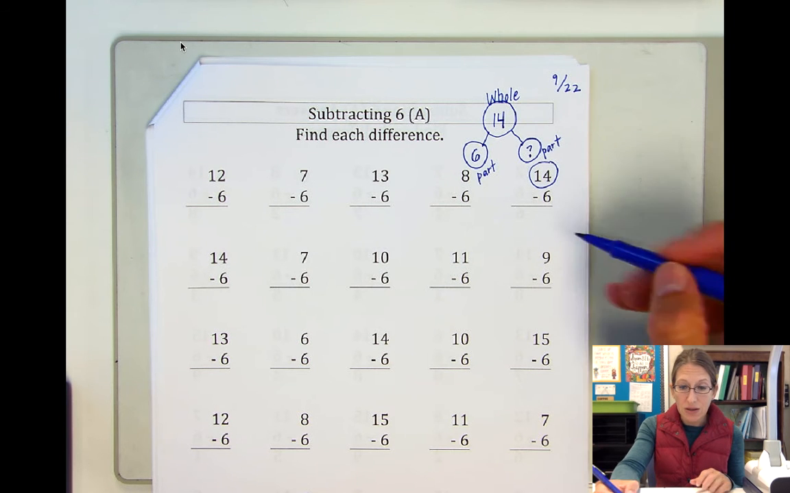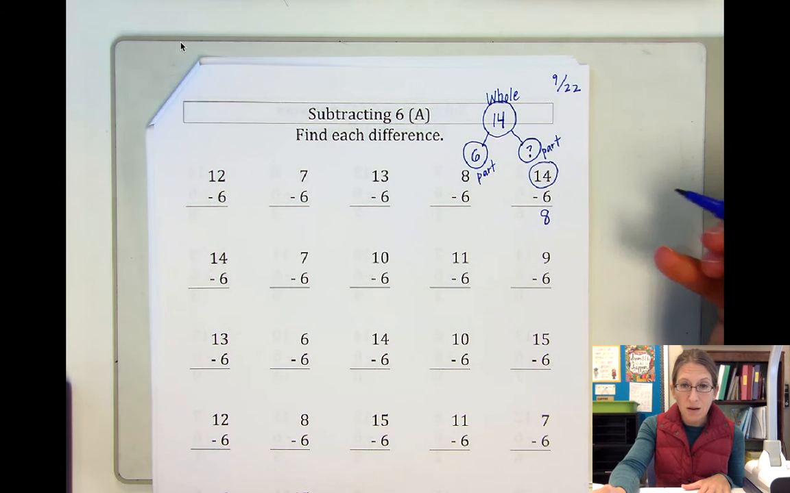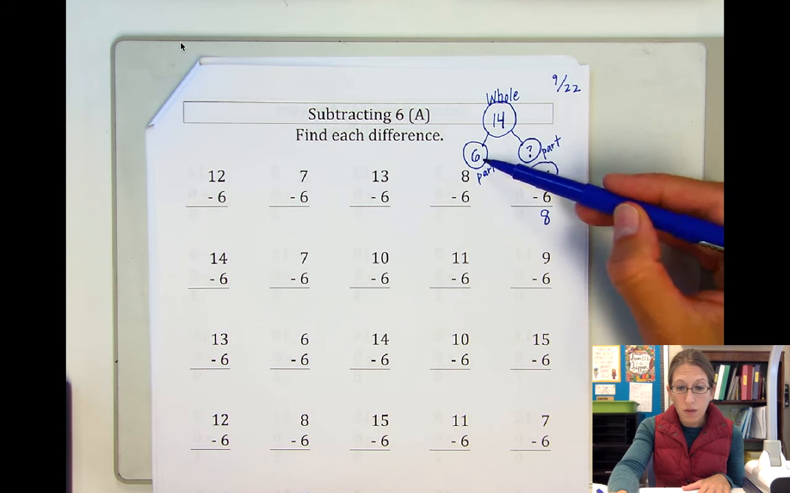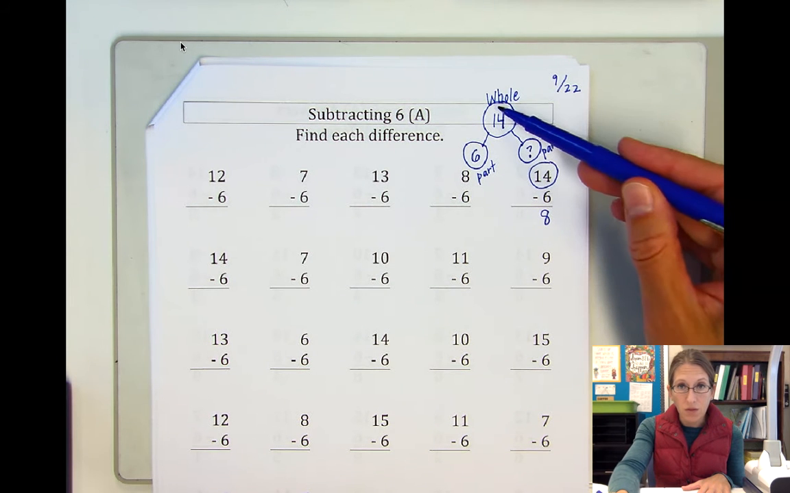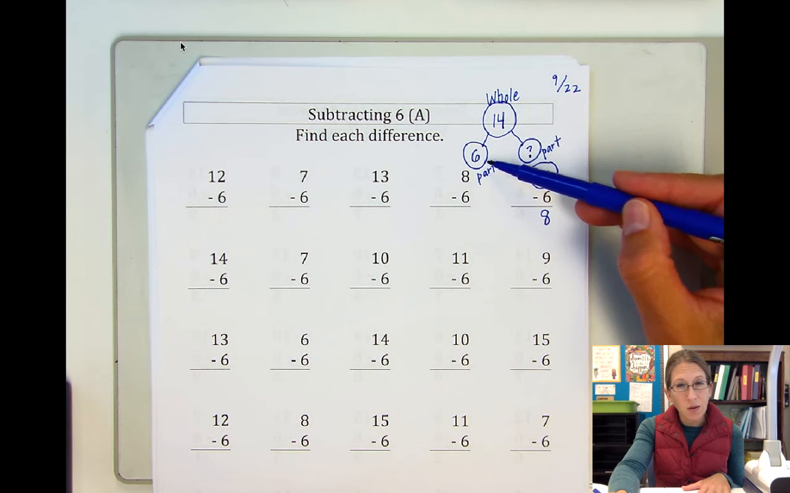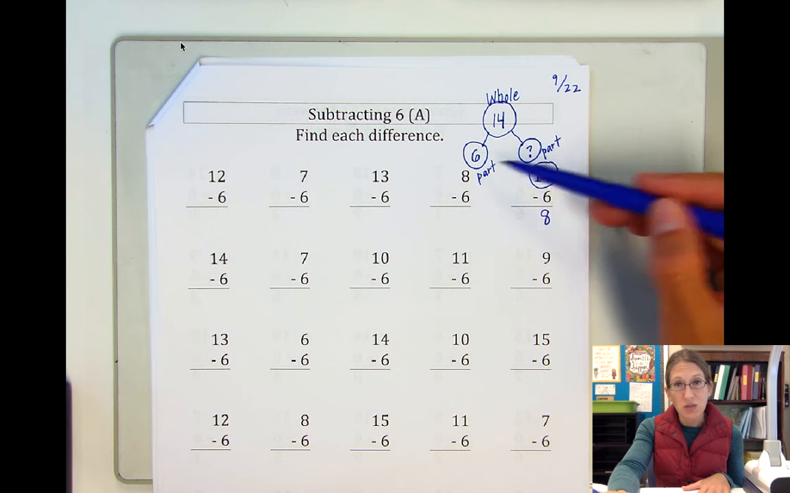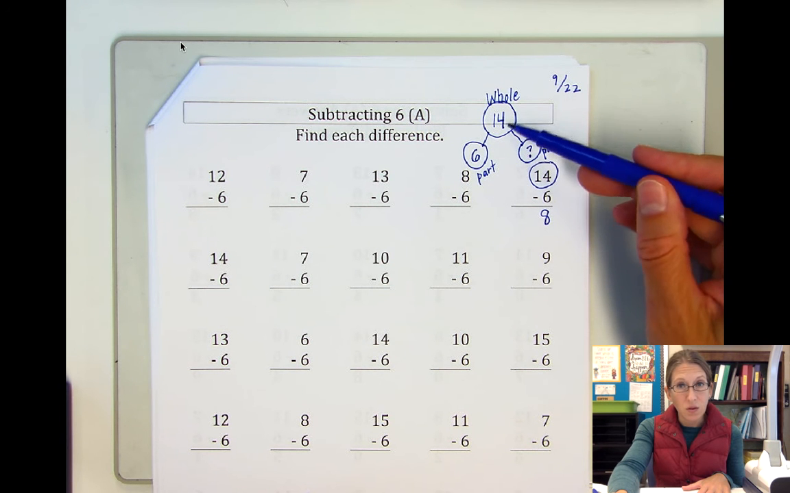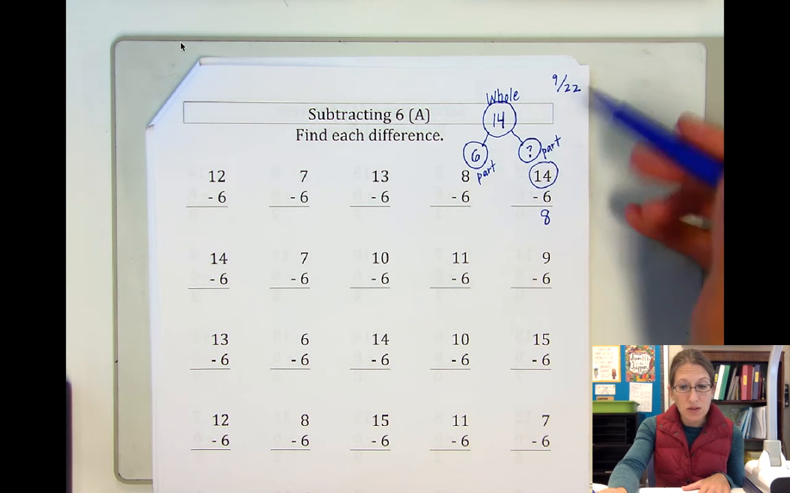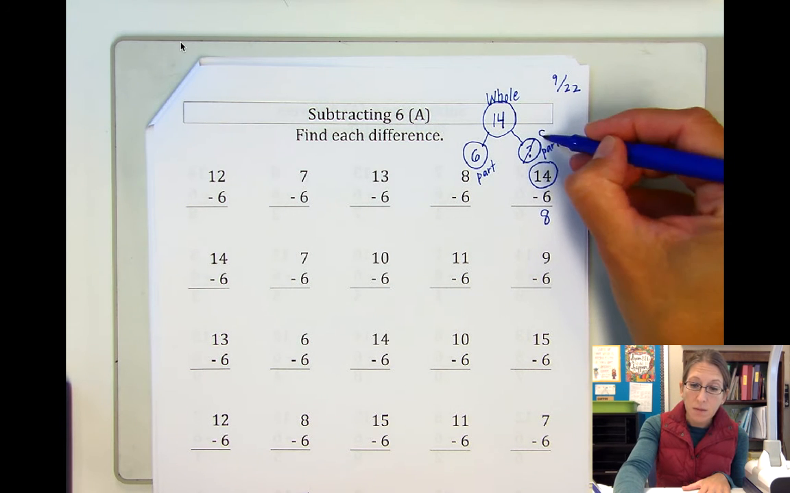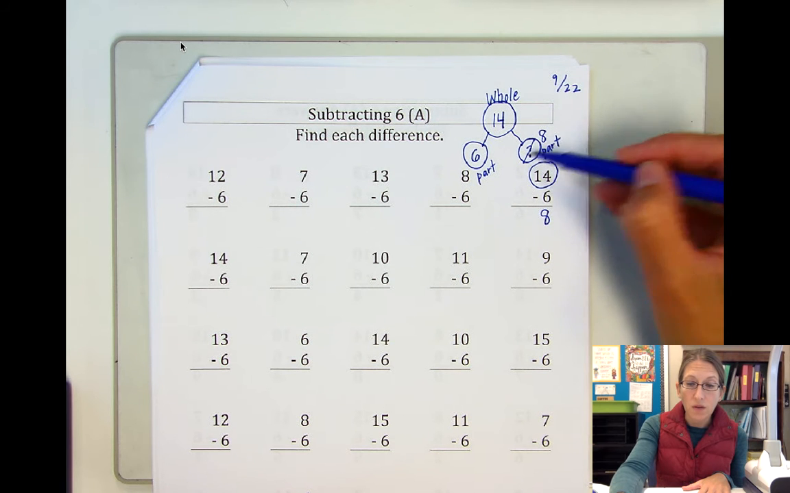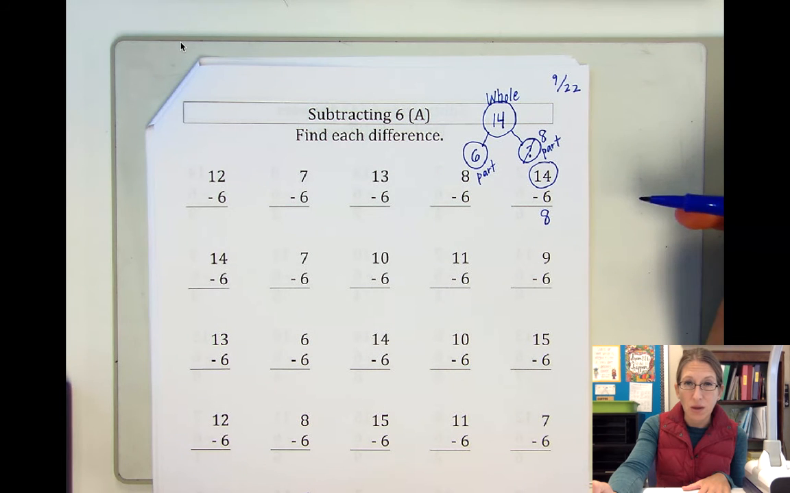So 14 minus 6, I know that is 8, because I know that 6 plus 8 makes 14. Another fact I like to think about is that I know 6 plus 6 is 12, and 14 is 2 more than that. So 6 plus 8. When we find our missing part, we cross off our question mark and fill in our answer, and then we can see that it makes sense.